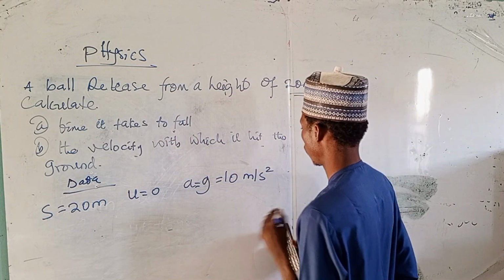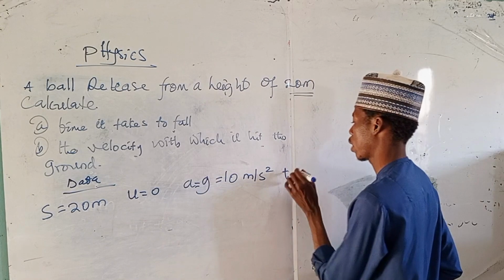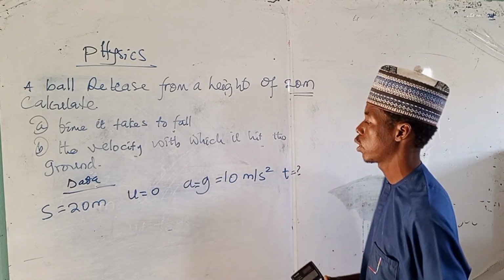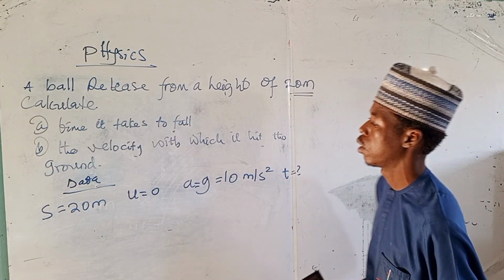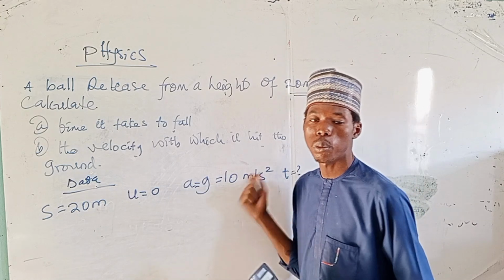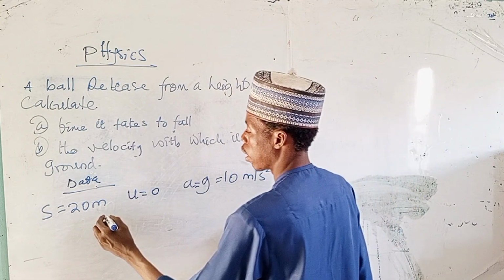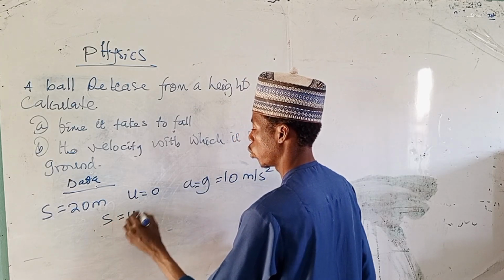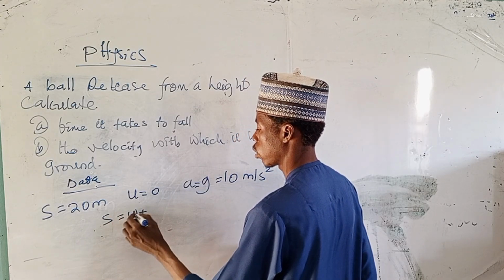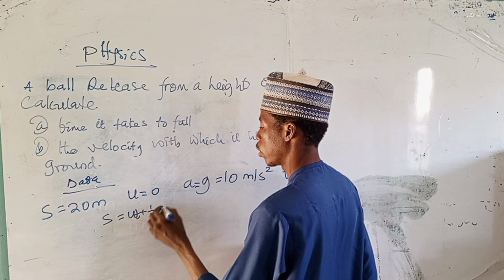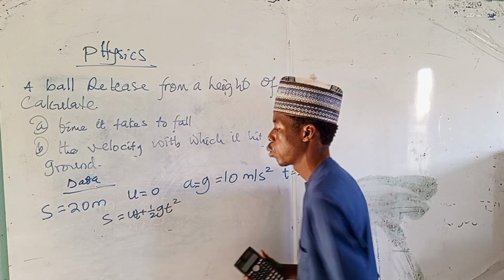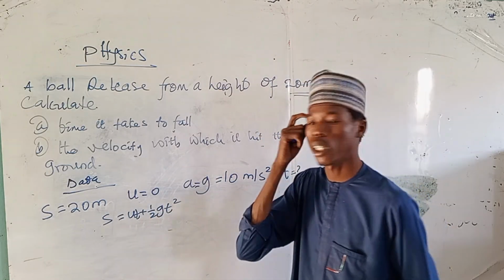And we are to find time. So let's write the formula. Based on what we have, the formula that suits this calculation is S equals ut plus half gt squared. So this is the formula that suits our values.